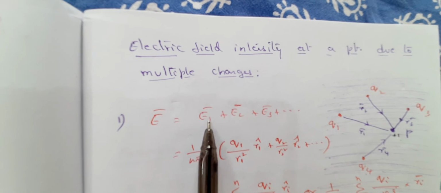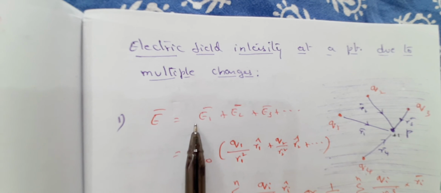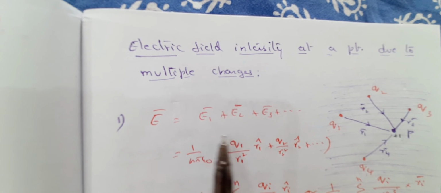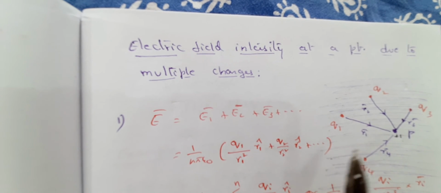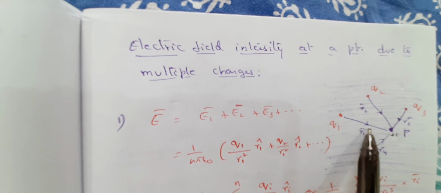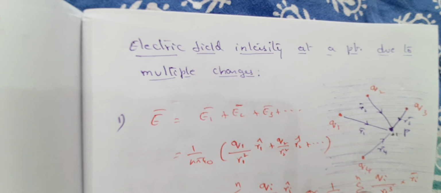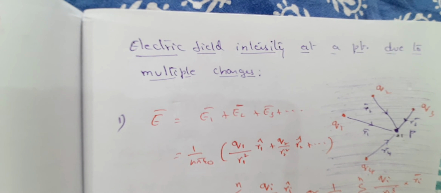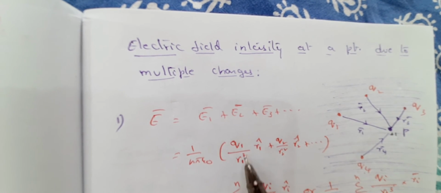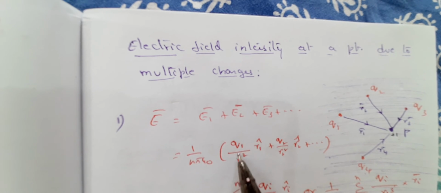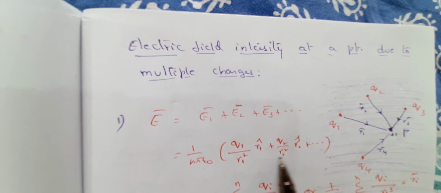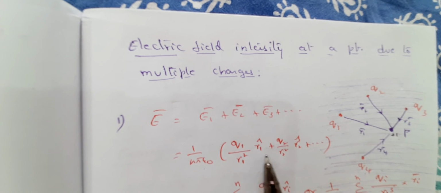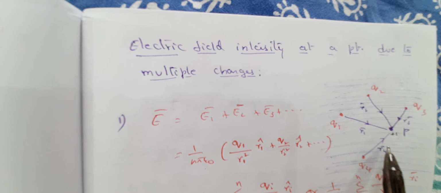So what is this one? E1 bar is 1 by 4 pi epsilon naught, Q1 by R1 square into R1 cap, or Q1 into R1 bar by R1 cube. In both the manners you can write, is it not? Yes. Therefore now in the unit vector form I am writing and taking 1 by 4 pi epsilon naught common everywhere. So this is how I can write Q1 by R1 square into R1 cap plus Q2 by R2 square into R2 cap plus so on.